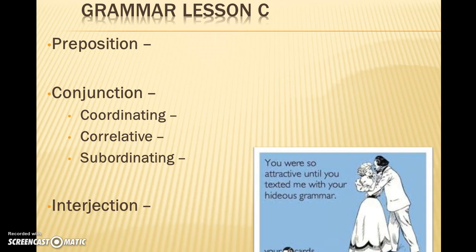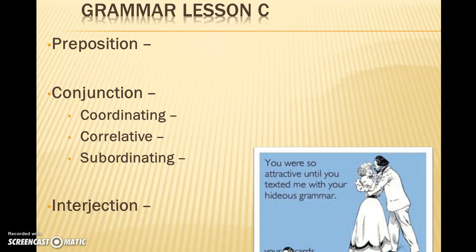Correlative conjunctions create equilibrium in distinct pairs. We'll take a look at some of those in just a second, but those are your either-or type of conjunctions. And then you've got subordinating conjunctions, which attach to what we call dependent clauses and can only be held together if you have an independent clause attached to it.